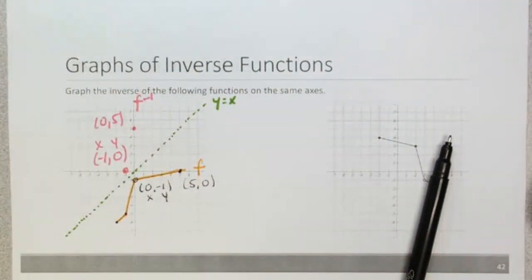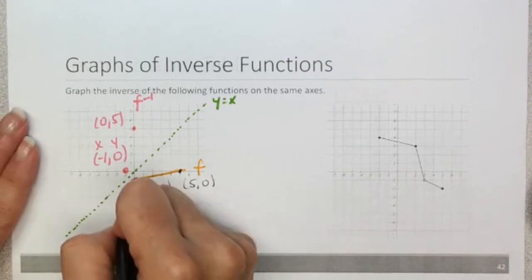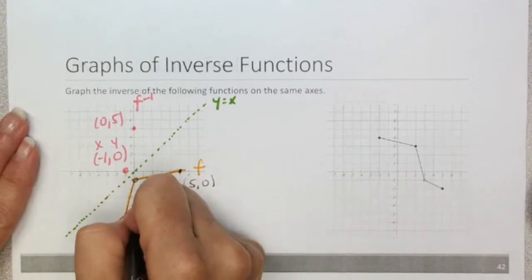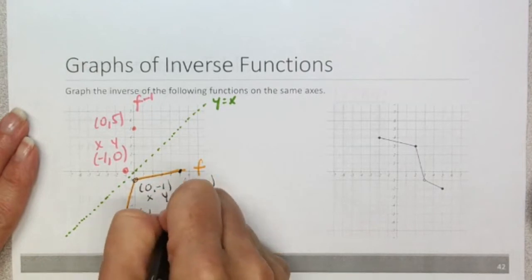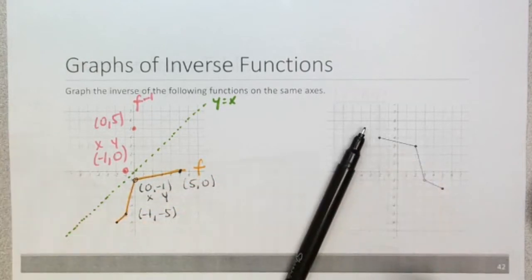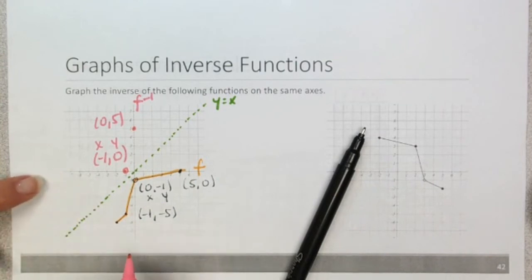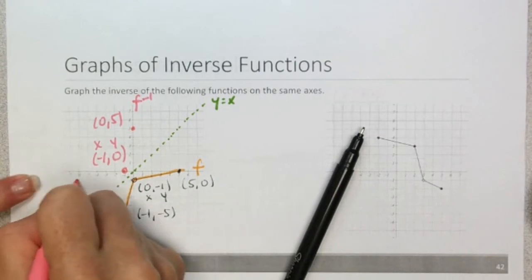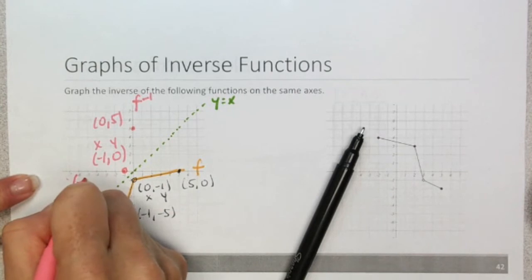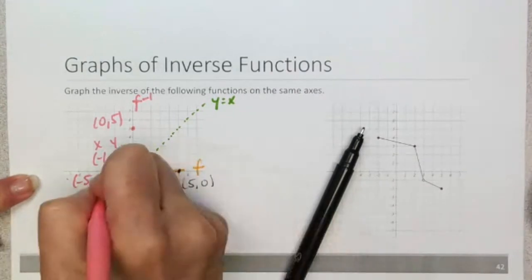We switch our x's and our y's. That also means that the point here with the coordinates -1, -5, the reflected point, or a corresponding point on the inverse of this function, is going to have the coordinates -5, -1.